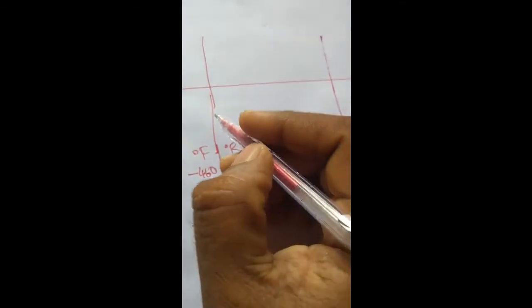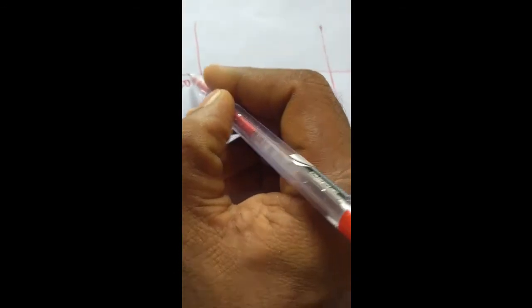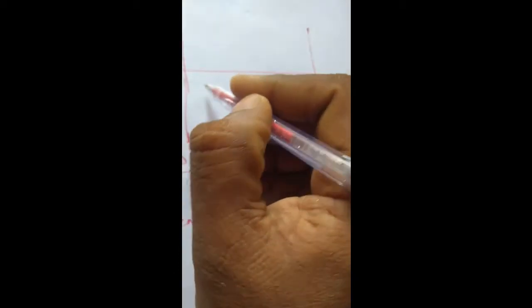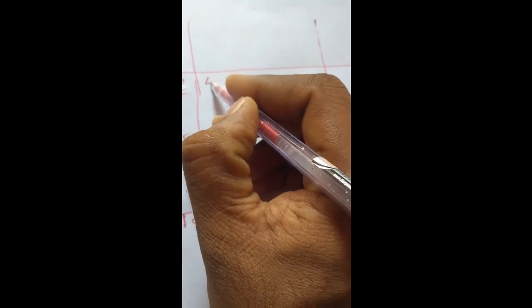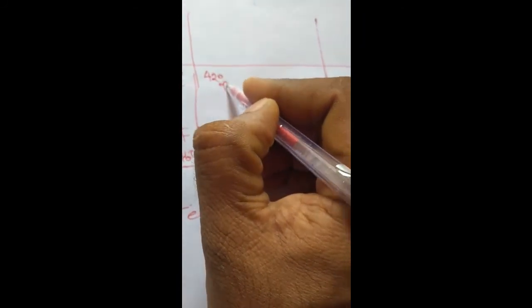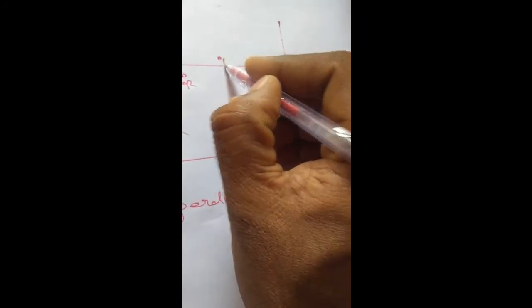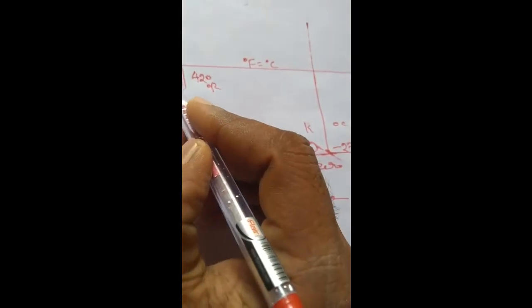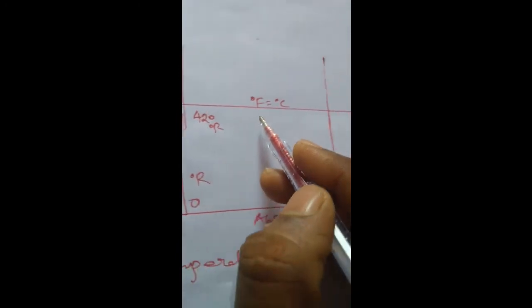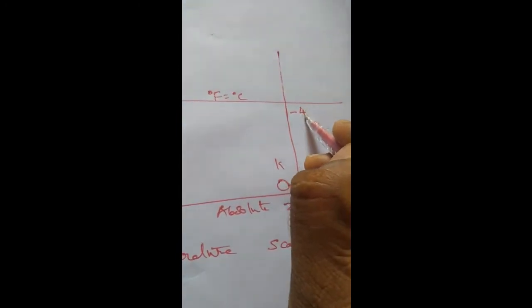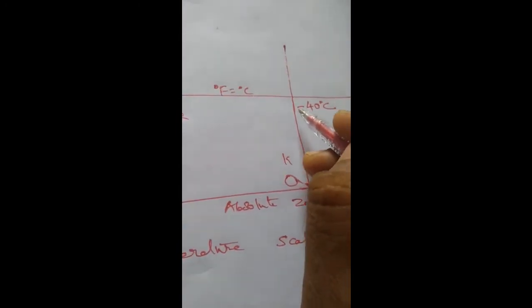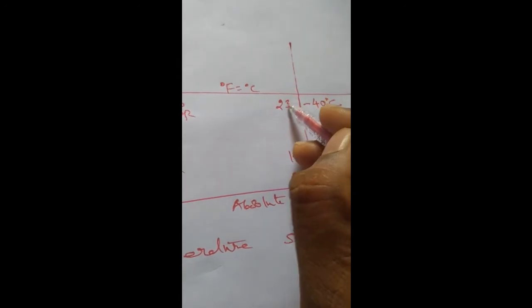Okay, so if you compare their values at, let me say, minus 40 degree Fahrenheit, this will be 420 degree Rankine. We have degree Fahrenheit equal to degree Celsius at one condition, that is minus 40 degree Fahrenheit is equal to minus 40 degree Celsius. This is one comparison line at which Kelvin will be 233.